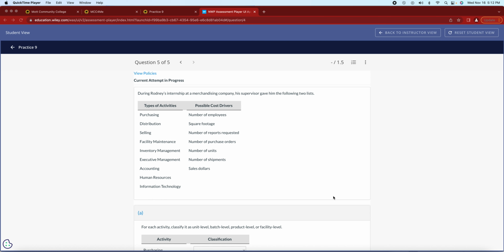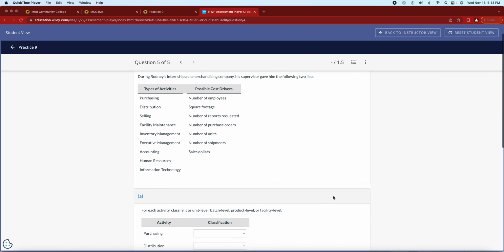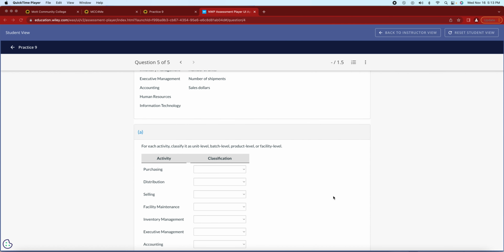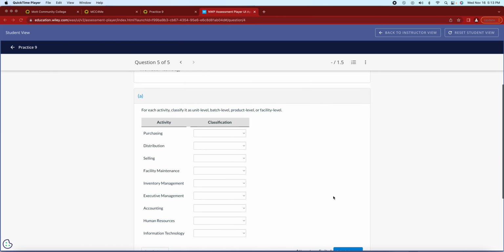Practice 9. This one is just fairly simple. We're looking through the information given to us here, the types of activities and possible cost drivers. And they're asking us, for each activity, to classify it as unit level, batch level, product level, or facility level.